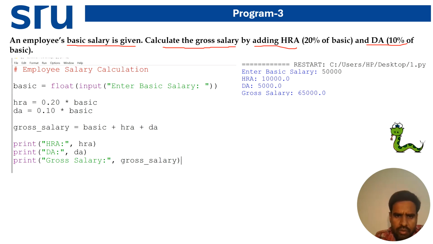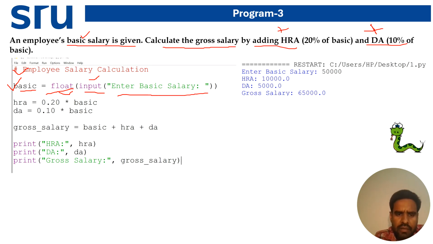Gross salary equals basic salary plus HRA plus DA. So what we have to do is first take the input from the user. Float means decimal, because salary is in the form of decimals. I'm using the input function to take the input from the user: enter the basic salary.